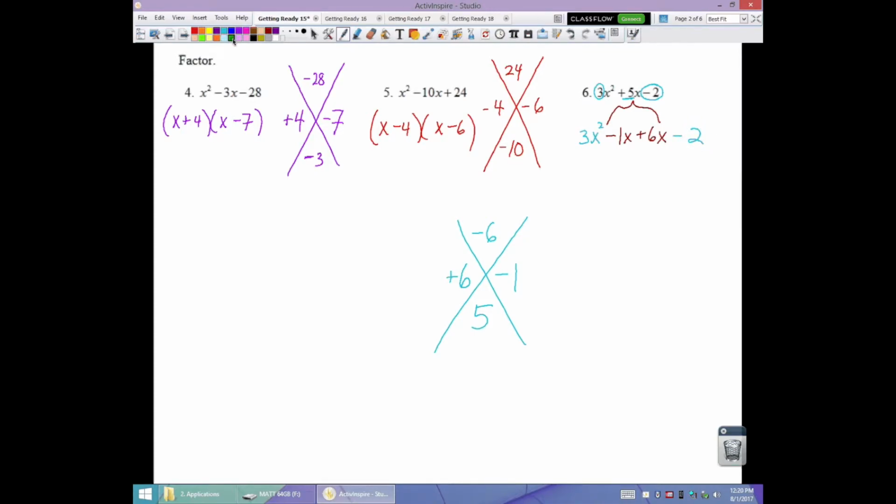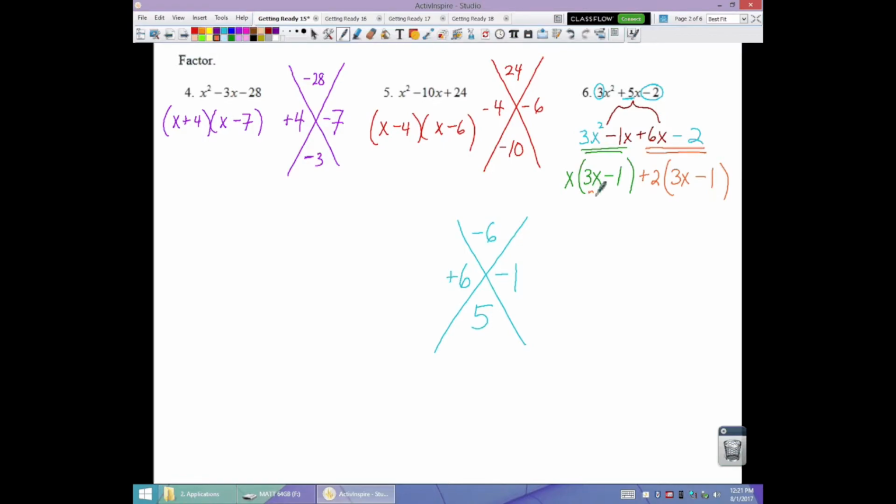Now I have two sets of 2. We take out GCFs. What comes out of 3x squared minus 1x would be x. X times what is 3x squared? Well, I'd have to multiply by 3x. X times something is negative 1x. That would be negative 1. Out of the last two, 6x minus 2, the greatest common factor would be a 2. 2 times something is 6x, or 2 times 3x. 2 times something is negative 2. Well, that's times negative 1.